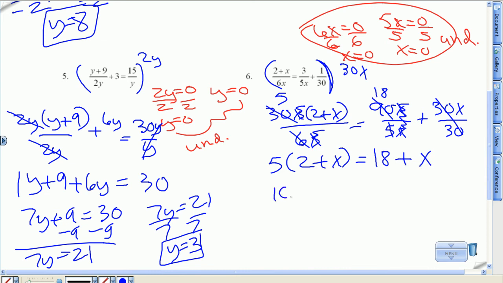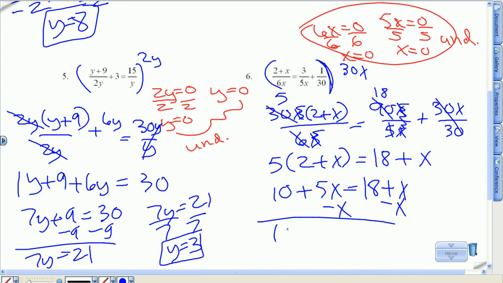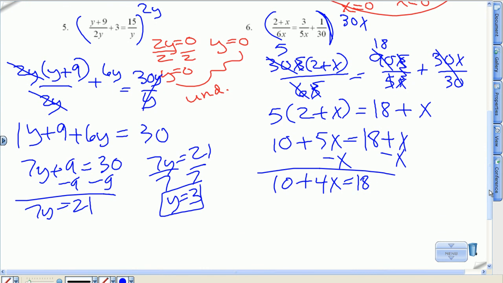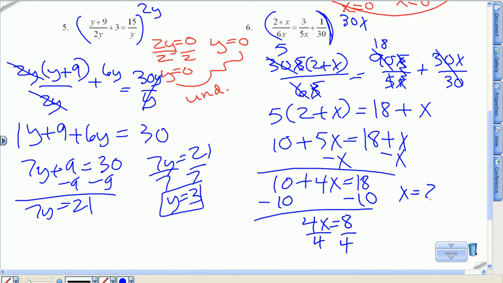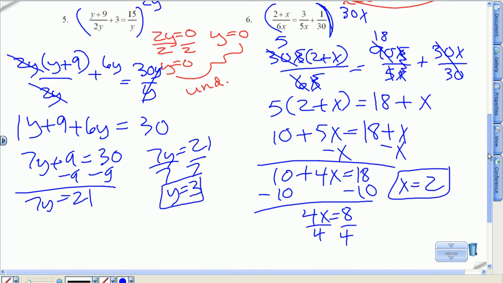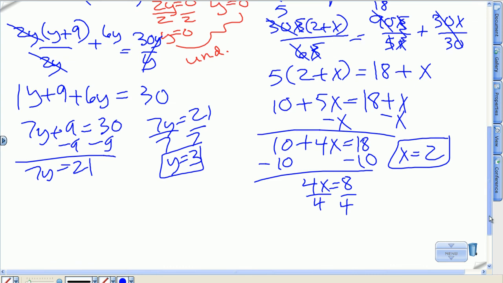So we distribute. Move the smallest variable term. And we just keep motoring along here. Subtract 10. So 4x is equal to 8. Divide by 4. And x is 2 is the answer. If x was 0, we'd have to reject it. We do not get that for an answer, so we're good. We are good. Okay.